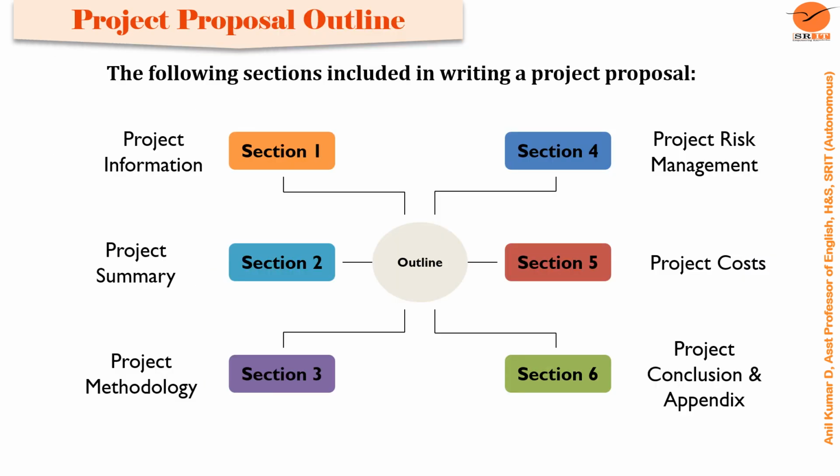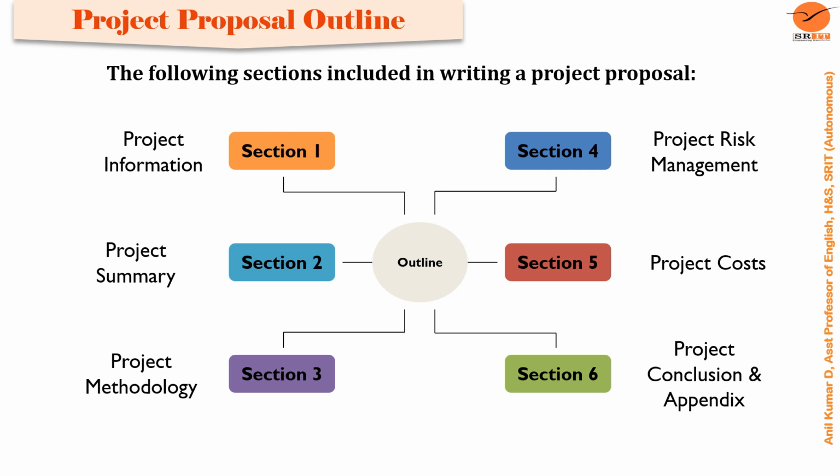And what exactly does the project proposal outline look like? You need to include the following sections in writing a project proposal document. The first section of your project proposal document would be the project information. And the second section includes the project summary in detail. And then the third section includes the project methodology. That means the methods you are going to apply in order to solve the issues and get the potential solutions. And the fourth section of your project proposal document would be project risk management.